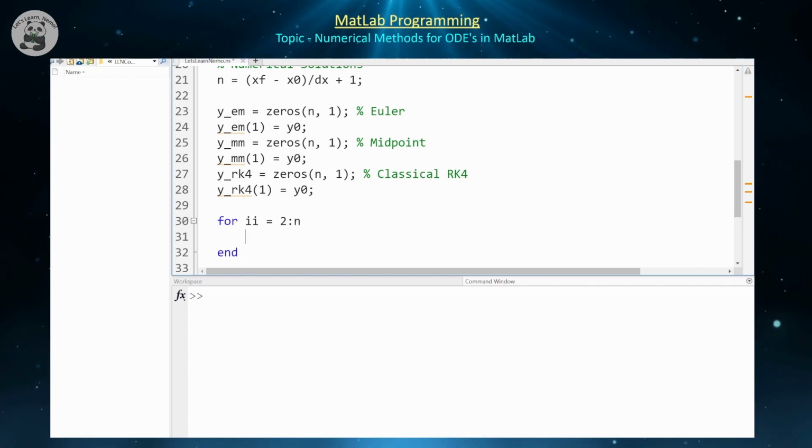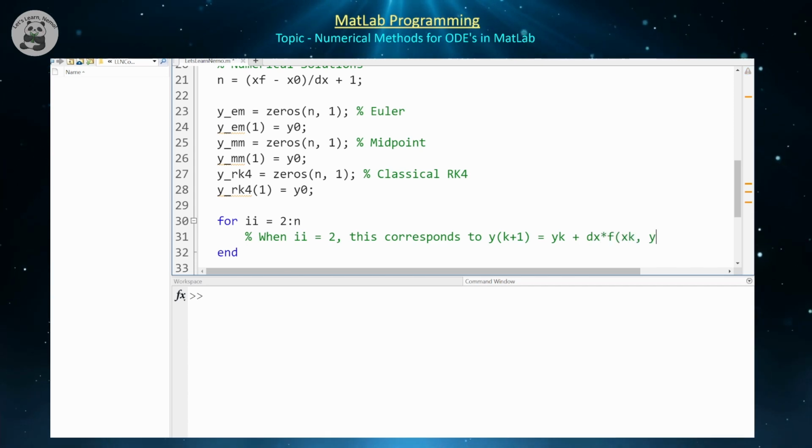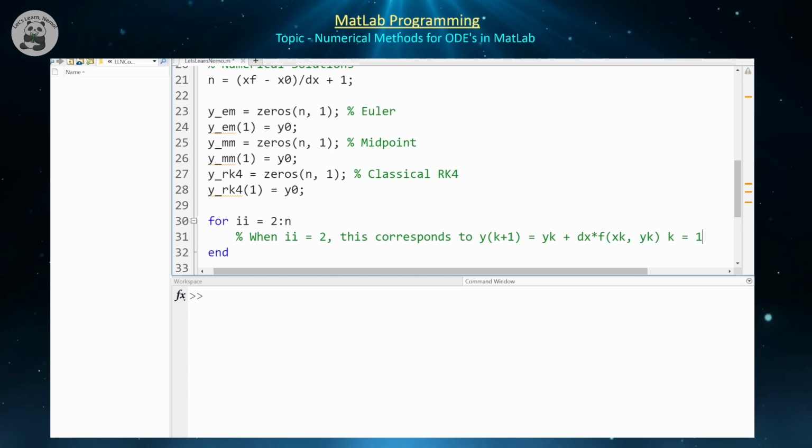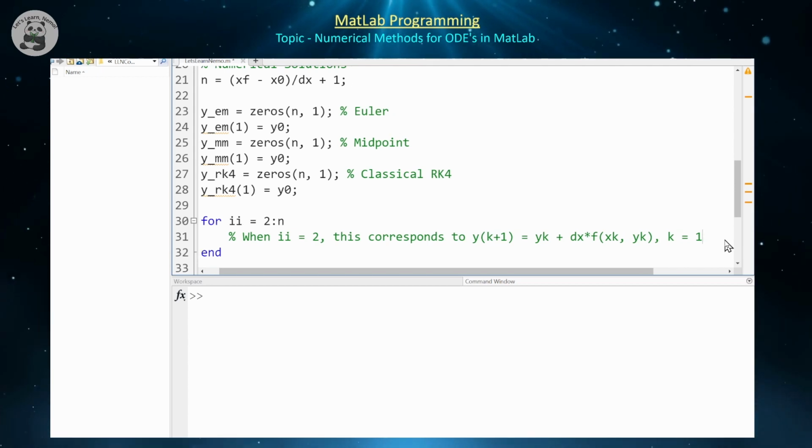Okay, so let's quickly outline what we have here. When i is equal to 2, what does this correspond to in terms of, for example, Euler's method? Our Euler's method is y_{k+1} equals y_k plus dx times f of x_k, y_k, for k equal to 1. So i equals 2 is the same as k equal to 1 in that particular algorithm. Just keep that in the back of your mind when we're doing some of these calculations.